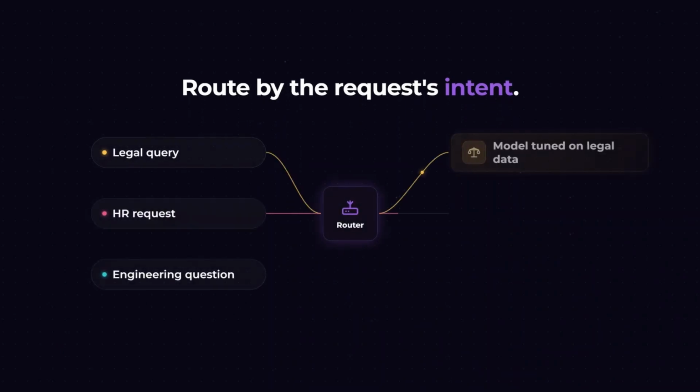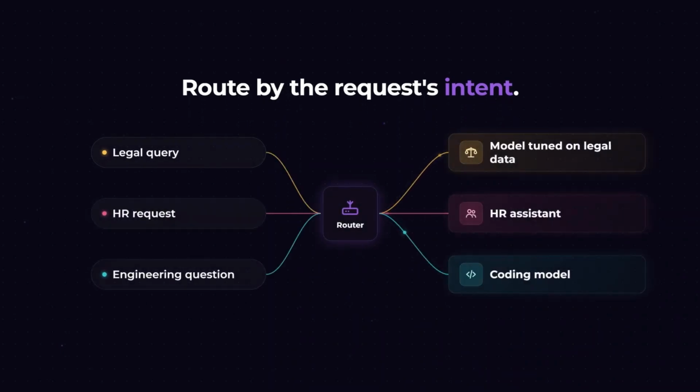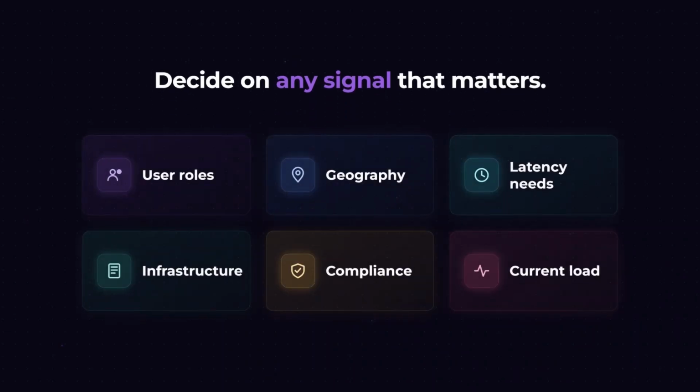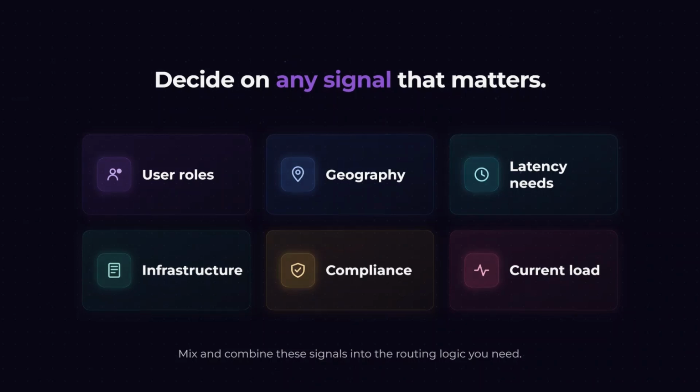A legal query can be sent to a model or AI agent that's been fine-tuned on legal data, while an HR request is directed to an HR assistant, and a software engineering question goes to a coding model specialized in development tasks. You can also make routing decisions based on factors like user roles, geography, latency requirements, infrastructure availability, compliance policies, or even the current load on your deployments.